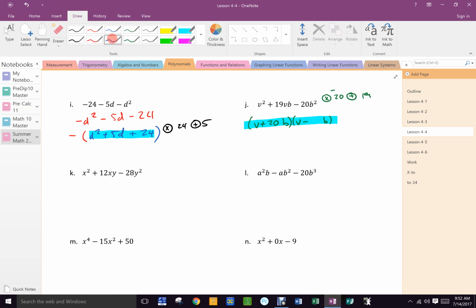What's it going to look like? There's going to be an x. That's negative, so it must be plus what? Y. And x minus y. And what numbers go in there? Numbers that do what? Multiply to negative 28 and add to what? 12. What are they? 14 and 2. Which one goes where? Positive 14, negative 2.